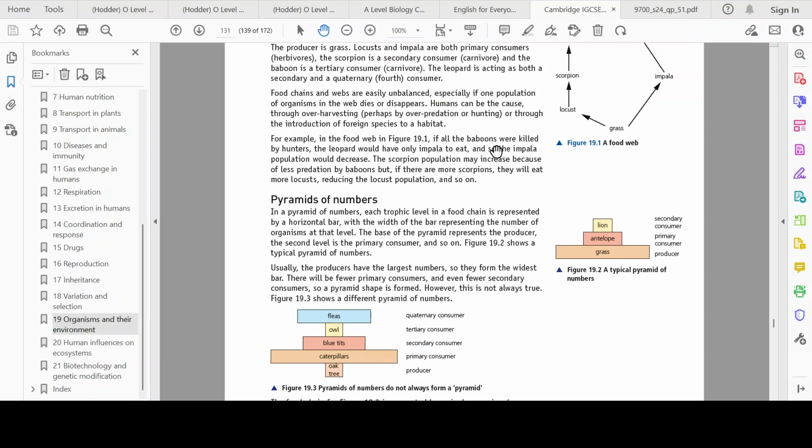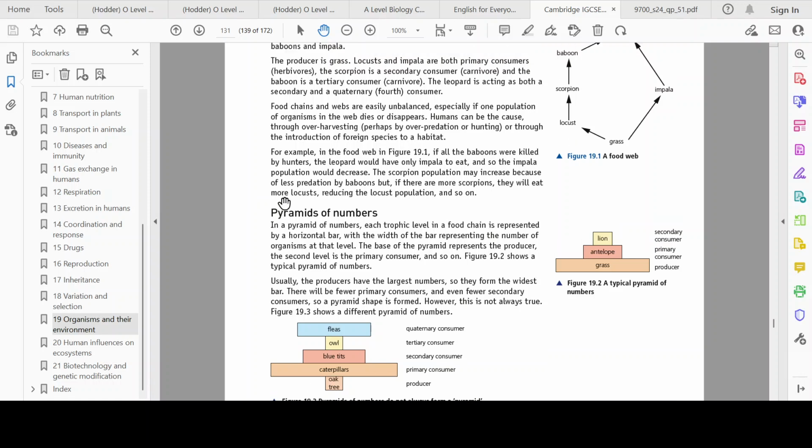Right, so for example, if all the baboons were killed by hunters, the leopard would only have the impala to feed on, and so the leopard population would decrease. The scorpion population would increase because there's no baboon to feed on them, and the leopard's not going to eat the scorpions, and so you've got more scorpions, they're eating more locusts, and so the locust population will also reduce, and that's going to really unbalance the food web and put the ecosystem in disharmony.